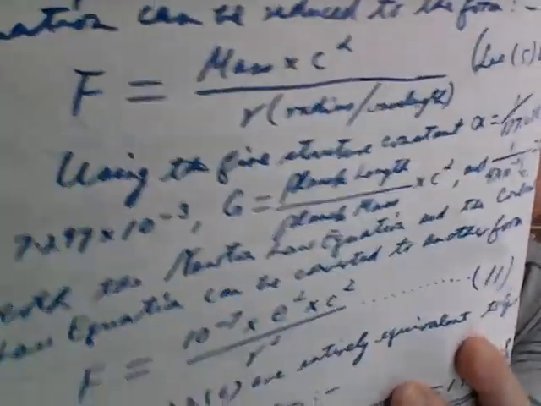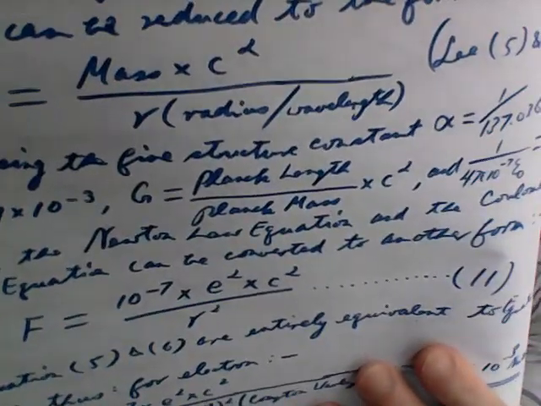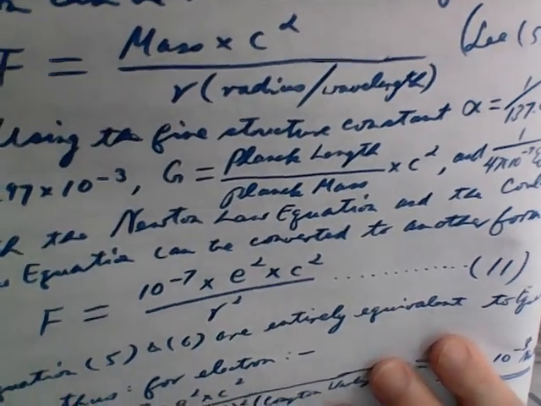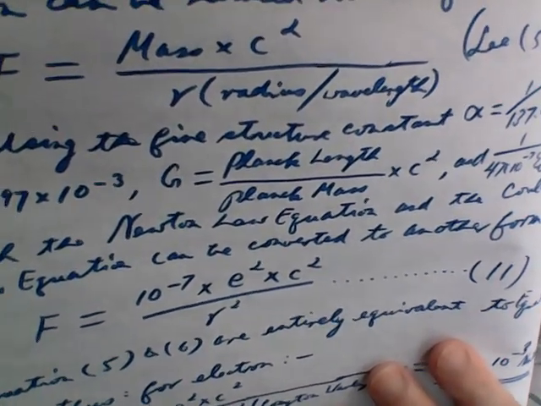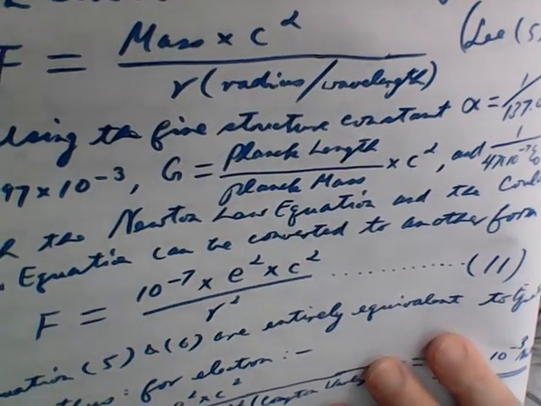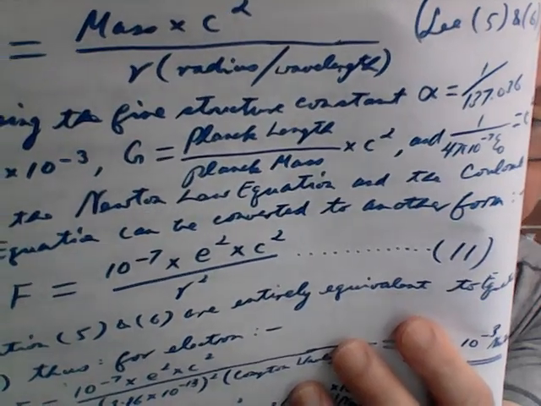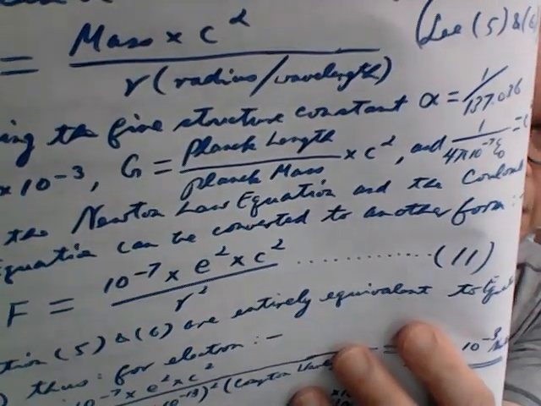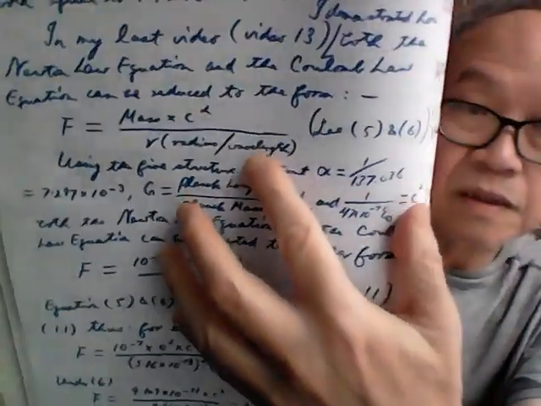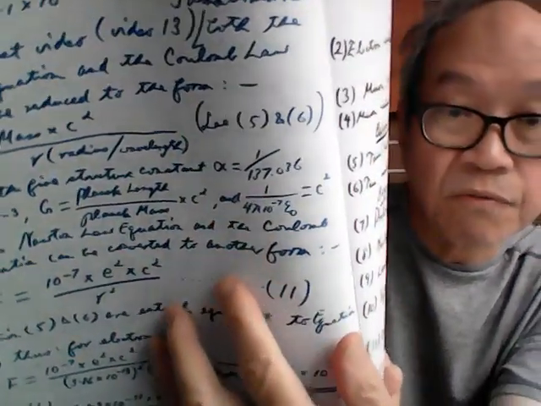This is equation 11. And if you use all the three equations, that is, G is equal to Planck length divided by Planck mass times c squared, and also 1 over 4 pi epsilon naught times 10 to the power minus 7 is equal to c squared, then you get both equations 5 and 6. This one is equal to this one.